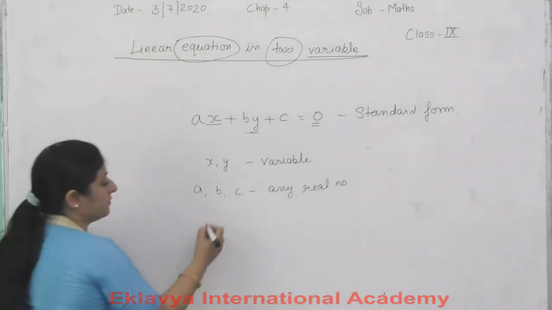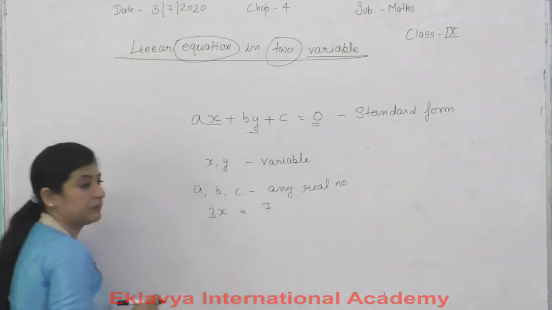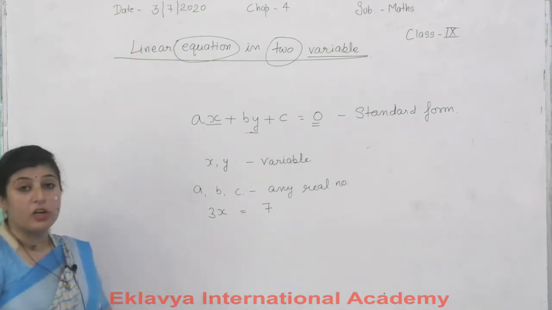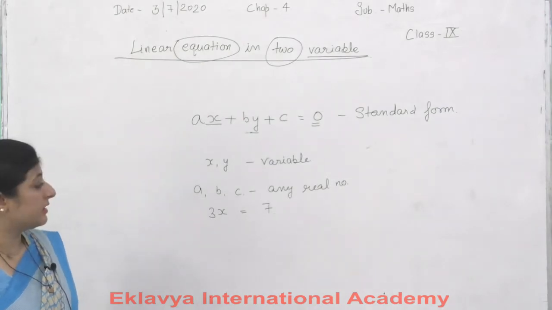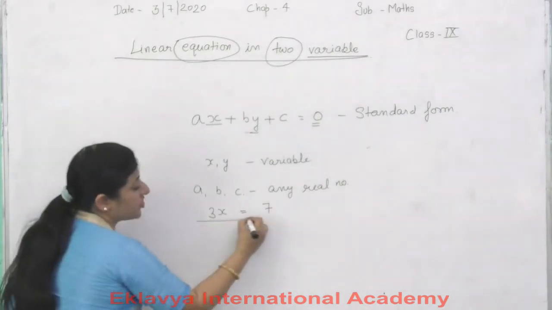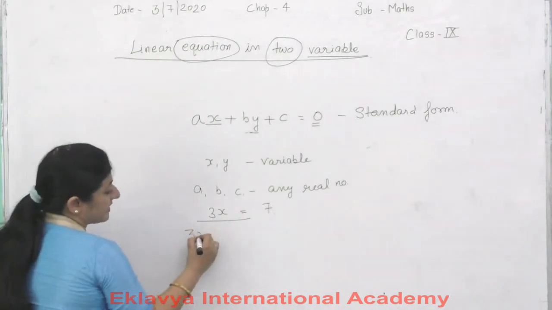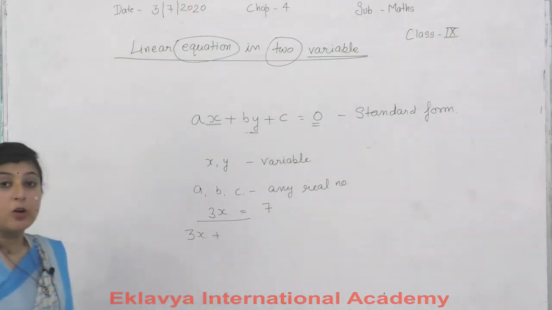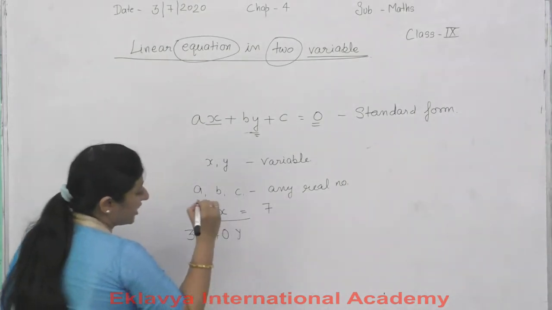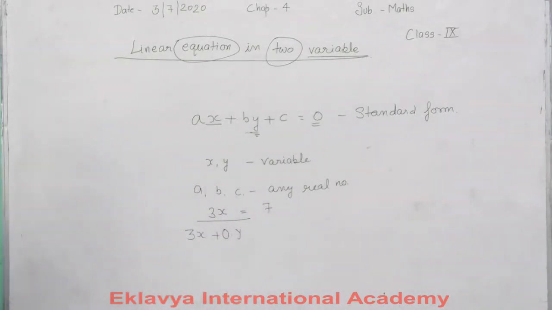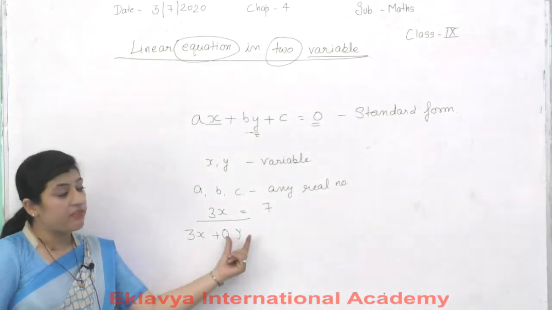Suppose I write 3x is equal to 7. Now you can say that there is only one variable, then how can we compare with the standard form of two variables? Firstly see, we have to change this equation into two variables. So we write 3x plus, we don't have the y variable, so we take the coefficient of y equal to 0. If I write 0 dot y, it means 0 multiplied by y, that is equal to 0.